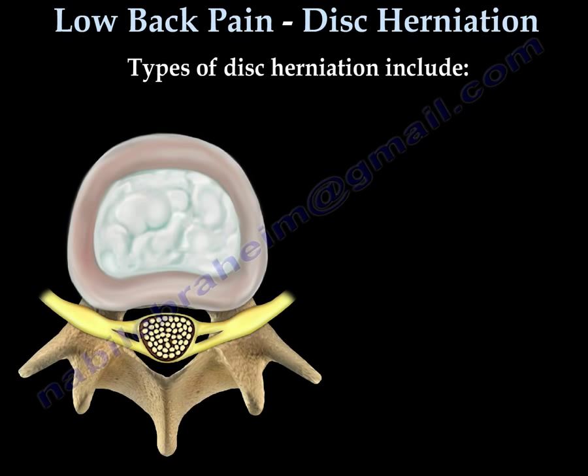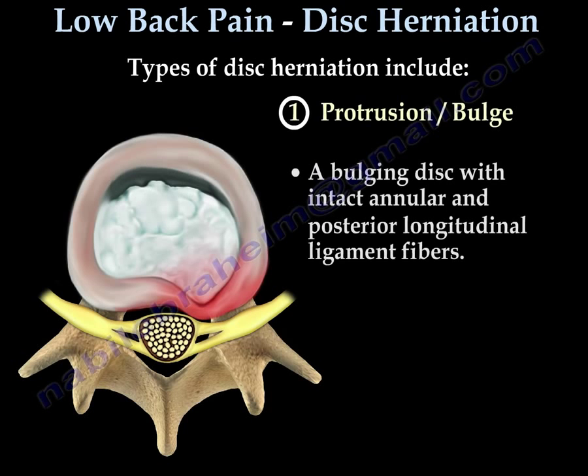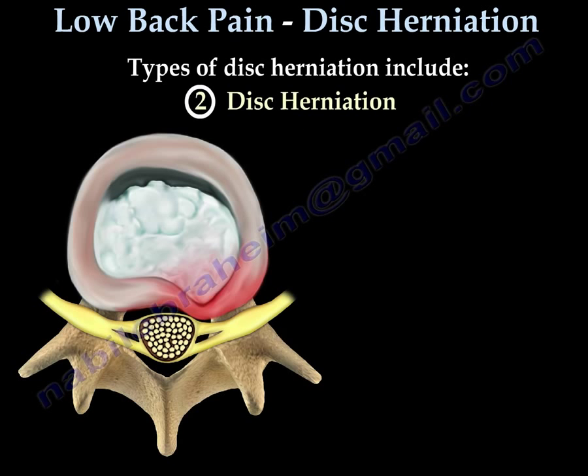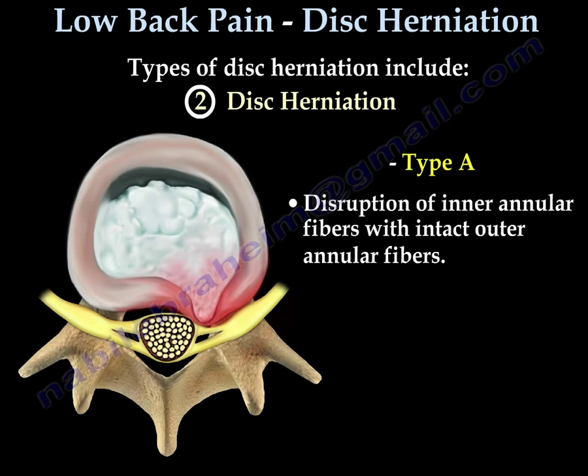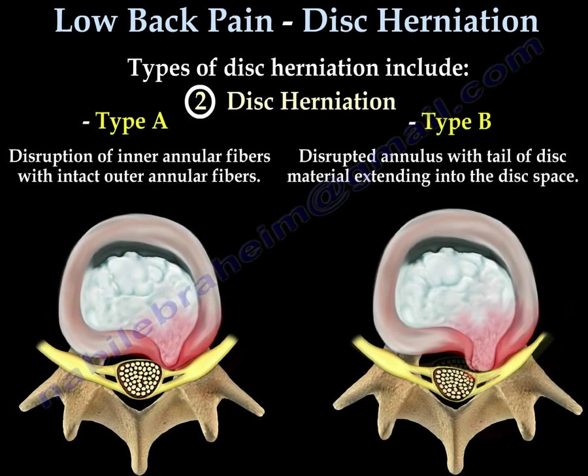Types of disc herniation. There are 3 types of disc herniation. Number 1 is a protrusion or a bulge. This is a small bulge of the disc with intact annular and posterior ligaments. The second type is disc herniation. In this type we have disruption of the annular fibers, either partially or totally, with a tail of disc material extending into the disc space.